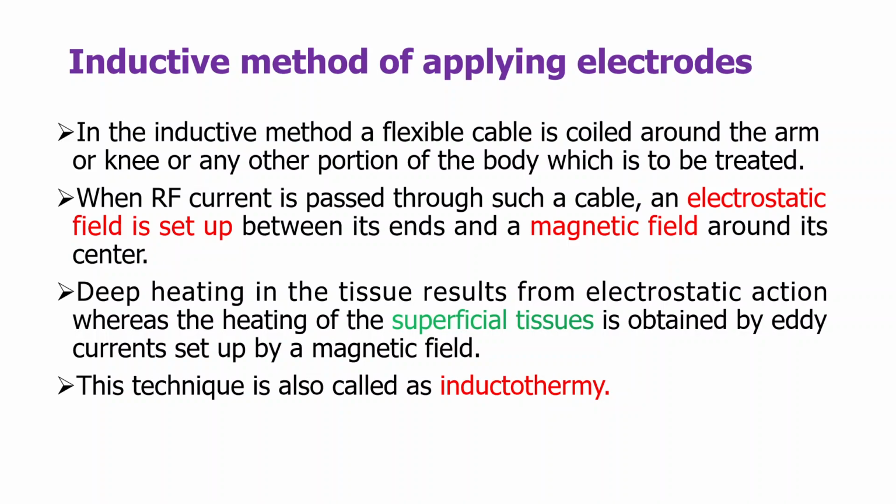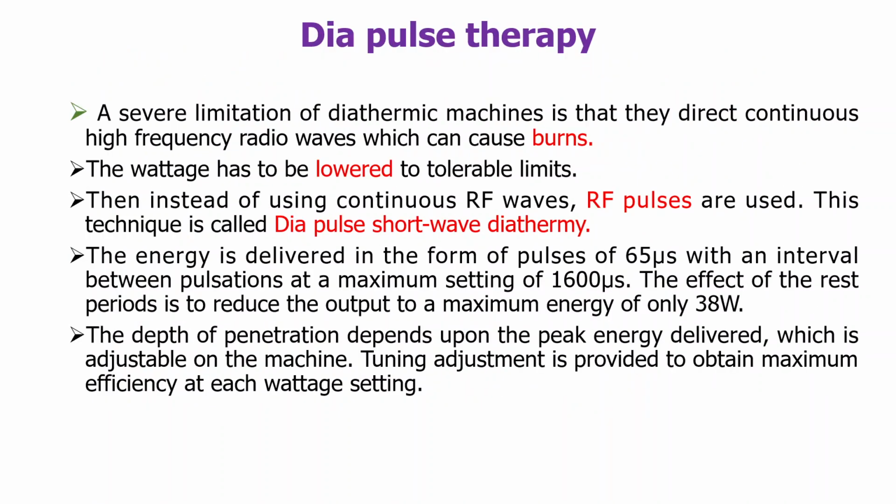Here also we are going to use the RF current. Sometimes we can't apply continuous RF waves. This may cause some irritation, some skin burn, and so on. It may create some problems. So we have to lower the wattage. For that, instead of continuous RF waves, we can go for RF pulses. This method is called pulsed shortwave diathermy. Here the pulses are of 65 microsecond duration, the interval between them is 1600 microseconds, and 38 watts is applied.